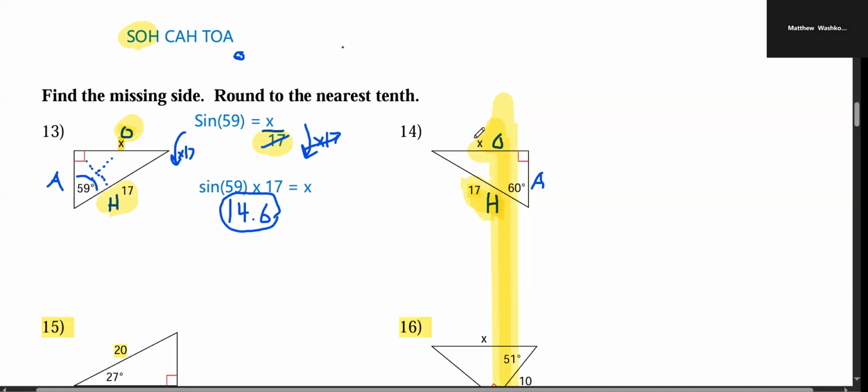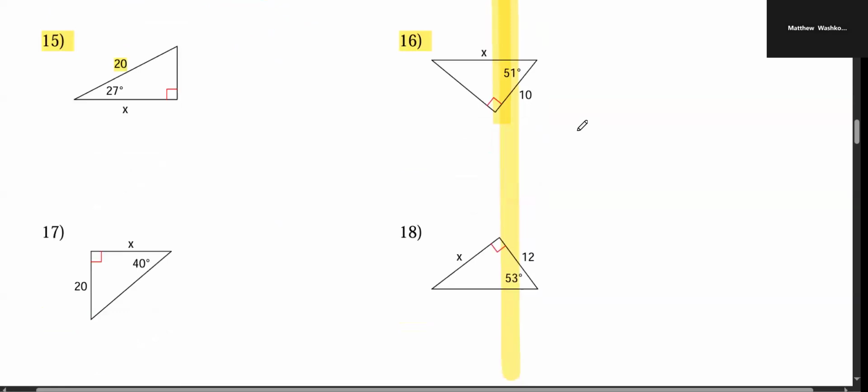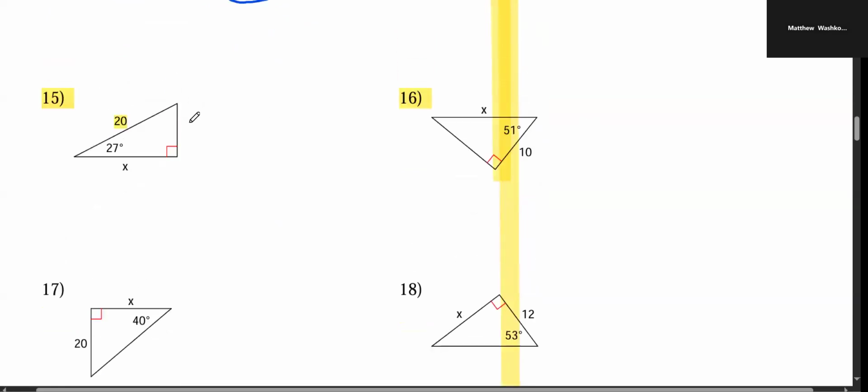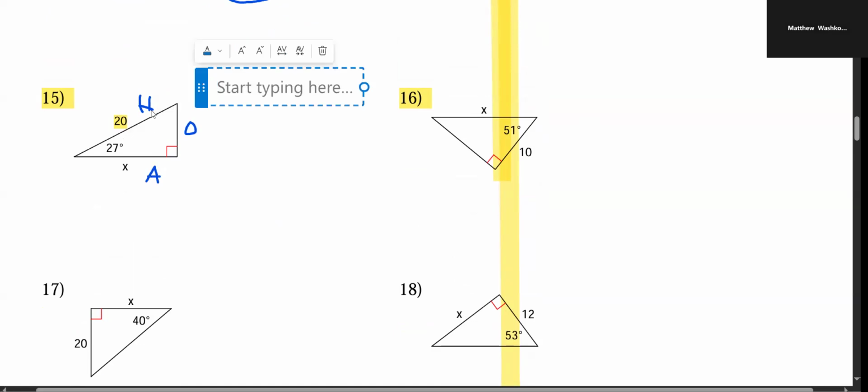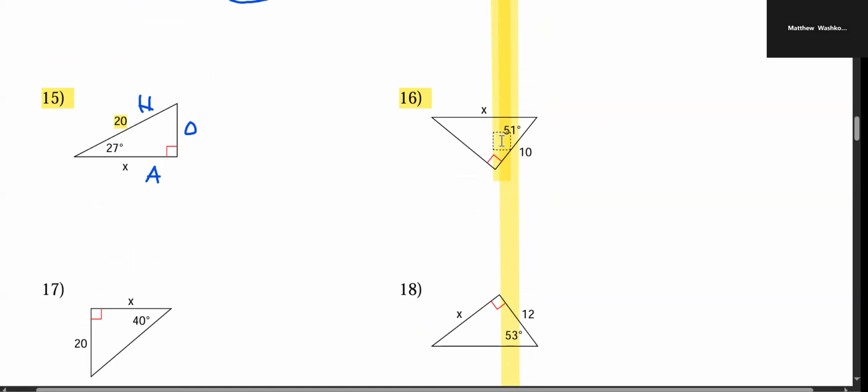Now, let's say, for example, let's look at this one here, question 15. So I have A and H. Actually, no, that one won't work. This one here would be opposite, hypotenuse, adjacent. Yeah, so let's look at 16 here. So this is my hypotenuse. Here's my opposite. Here's my adjacent. So I need to use A and H.